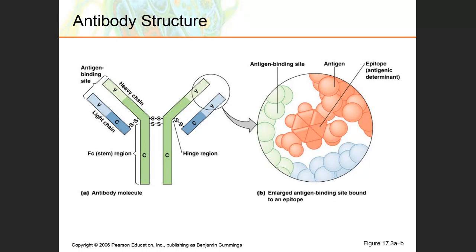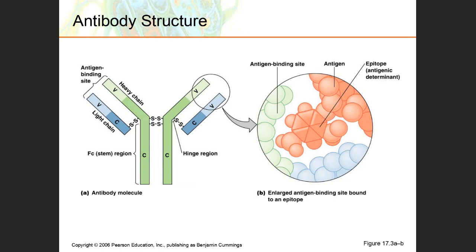The regions labeled C are constant. So what that means is they are common for all the different kinds of antibodies. What is different are the variable regions on the tips. These are the regions that are different for every different antibody because they must bind to the antigen. And remember, the binding between molecules involves chemical bonding, right? Covalent bonds, ionic, hydrogen bonds, van der Waals forces.